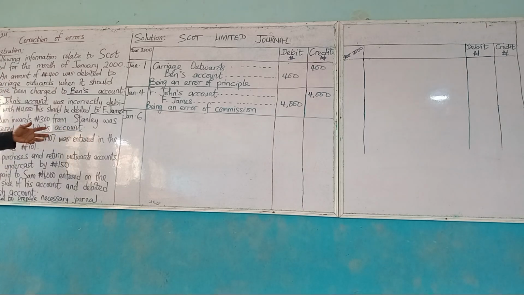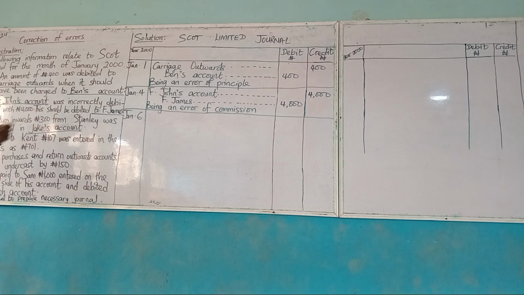This Jake's account is not supposed to appear at all in this book, but mistakenly this transaction was recorded in Jake's account. So we have to reverse this transaction from Jake's account in order to close this account, which was not supposed to be in this book. Now, returning was from Stanley.